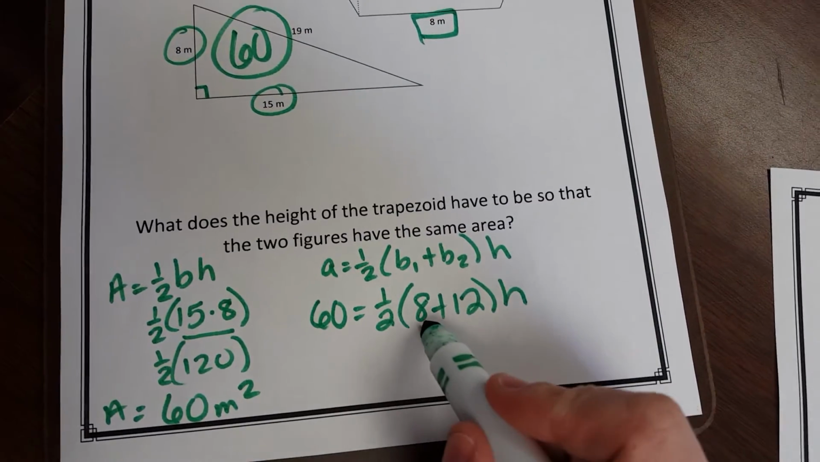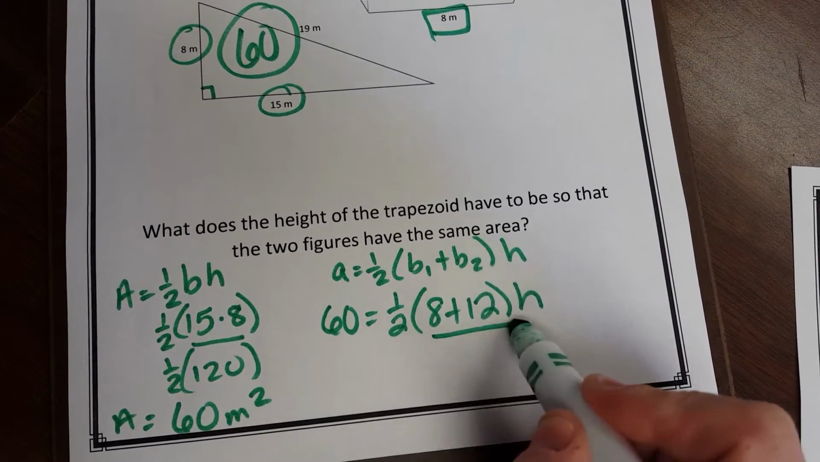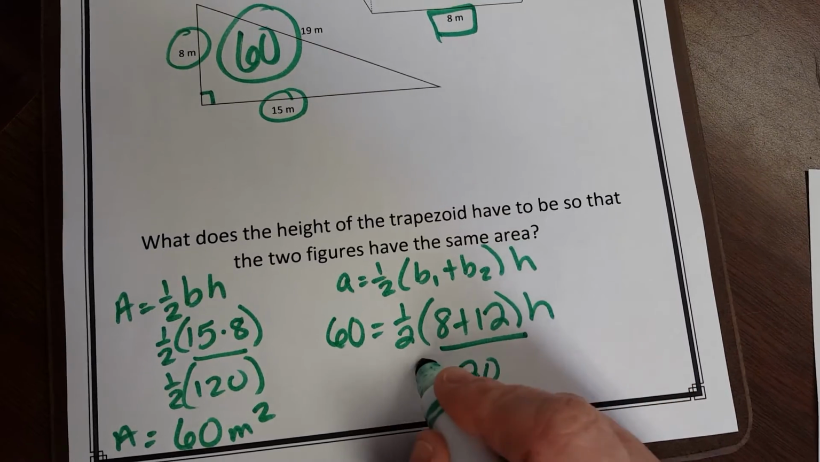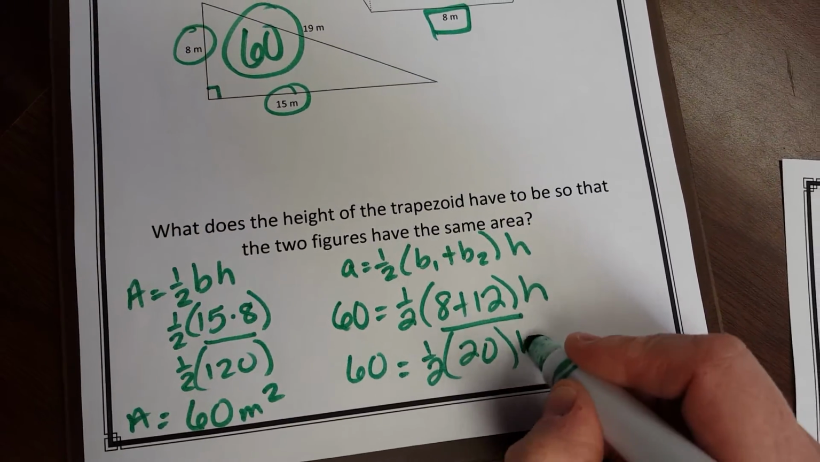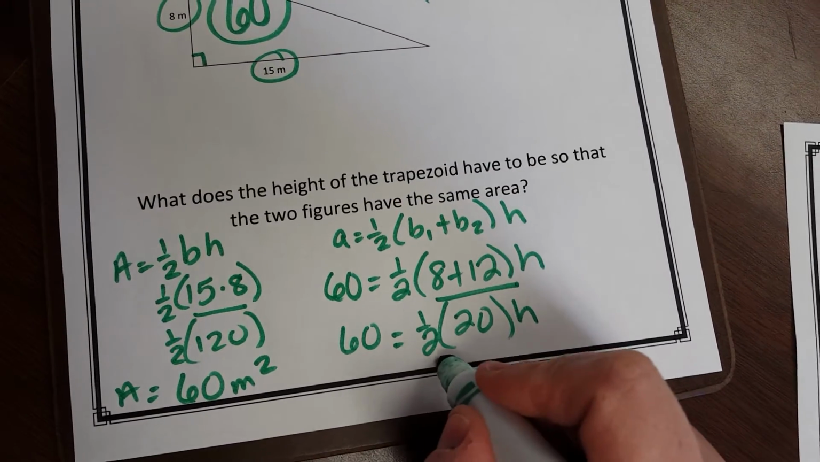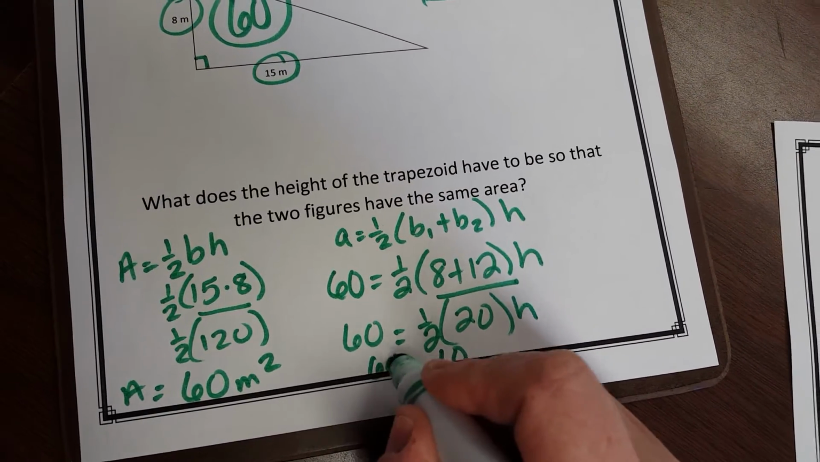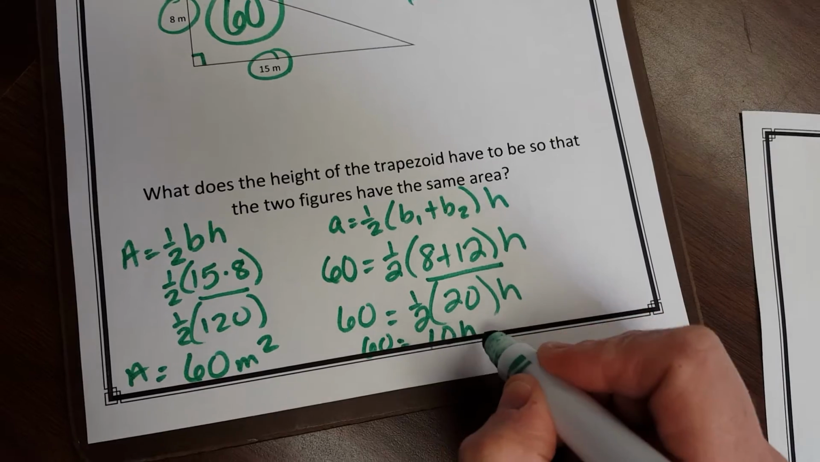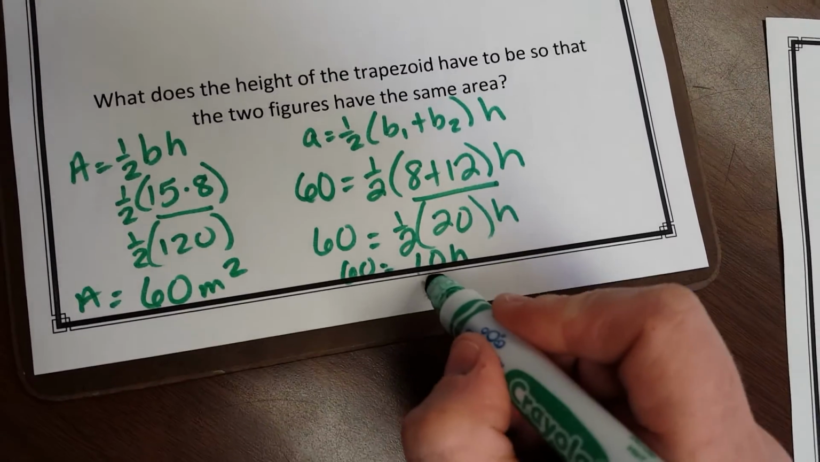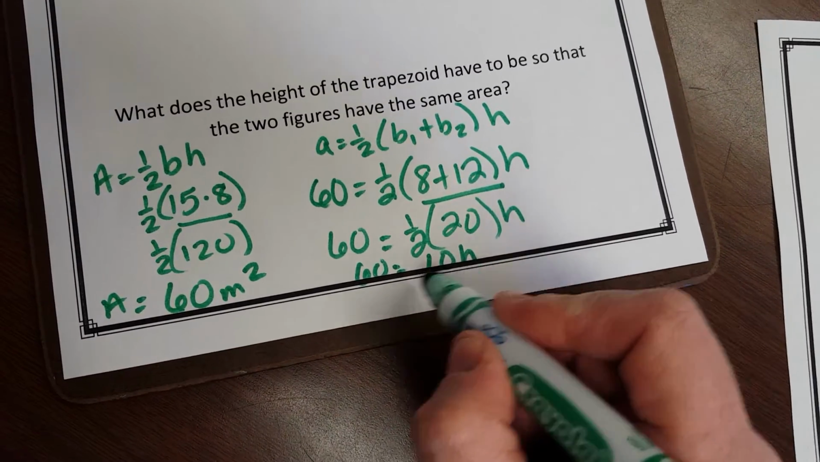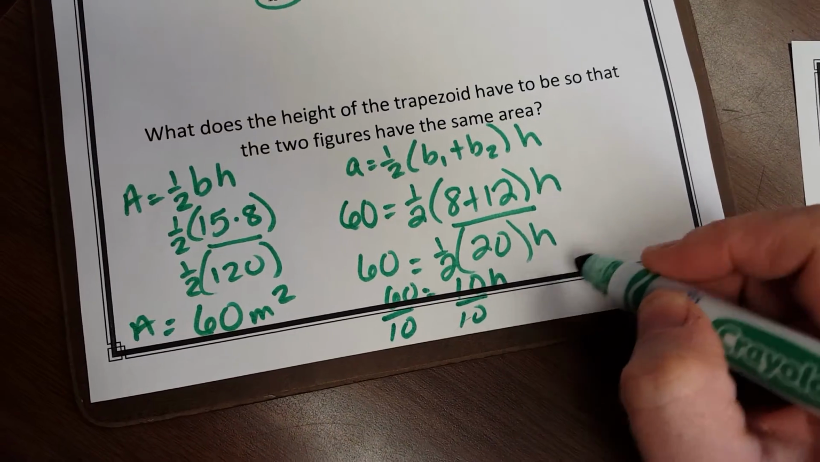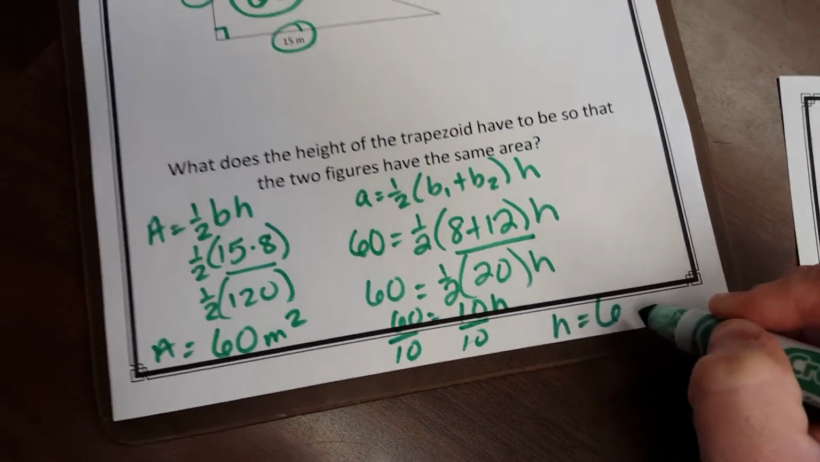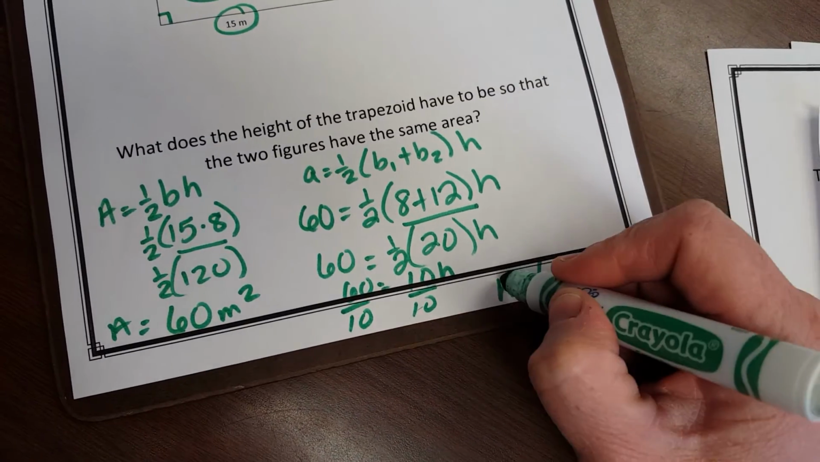Okay, well, base 1 and base 2, add them together, that's 20, right? So 1/2 of 20 times my height. Well, what's 1/2 of 20? That's 10. So 10 times my height gives me 60. I'm sorry, I'm out of room here. 10 times what gives me 60? Divide by 10, divide by 10. My height is going to be 6 meters.